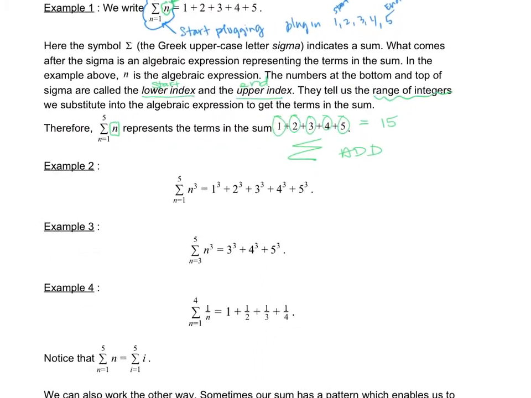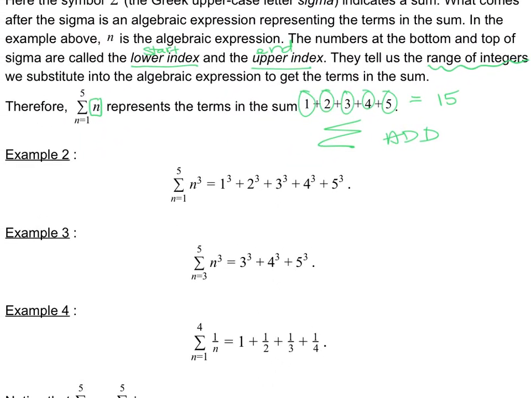So let's see, example number 2. Again, we're starting at a 1 to plug in, and we're going all the way up to 5, but this time we have a different expression to plug in. This is a cubing expression, and so I'm going to have a 1 cubed, and then a 2 cubed, and then a 3 cubed, a 4 cubed, and then a 5 cubed.